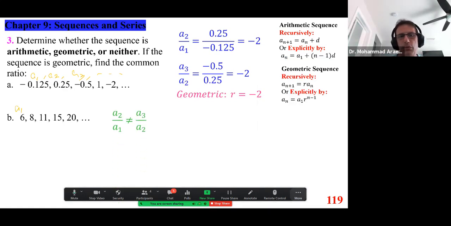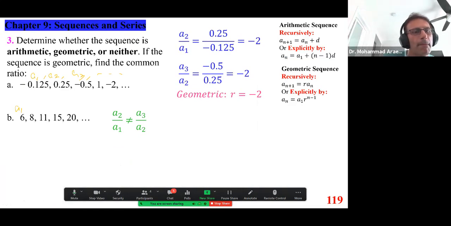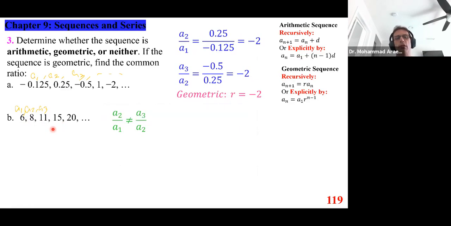So this is a sub 2, a sub 3, so on and so forth. If we look at the ratio of 8 to 6 and the ratio of 11 to 8, they are not the same. 8 over 6, 11 over 8, 15 over 11, so on and so forth. They are not the same.